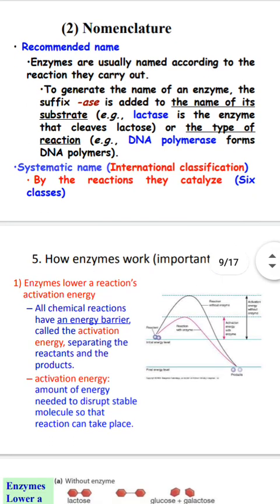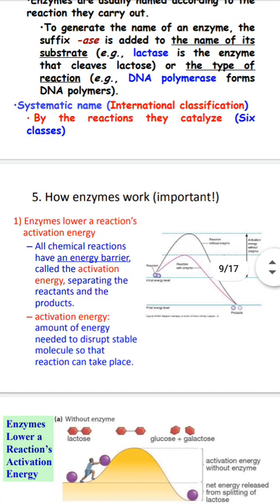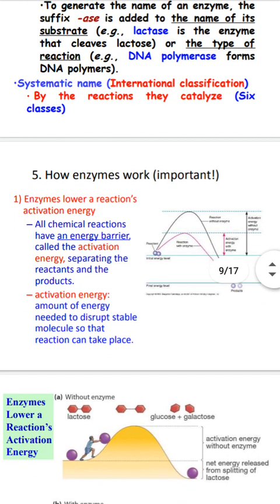Now we have seen what an enzyme is and its classification. Now we see its work, something called function. The first main function of an enzyme is that it lowers the activation energy.